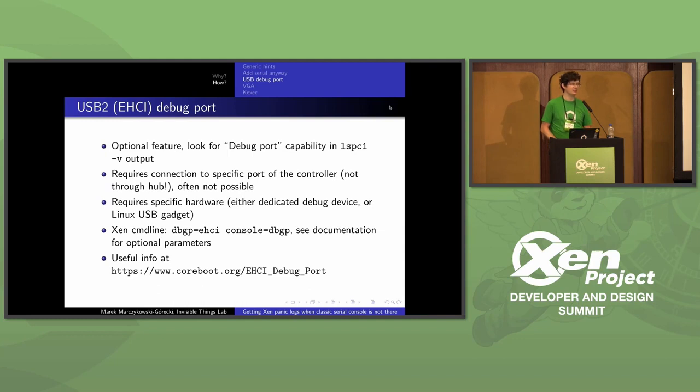The USB 2 specification has a debug port. This is a USB controller on a specific port that gives an interface specifically for debugging. From the software point of view, it's very easy to use from Xen. So Xen does support the USB 2 debug port. But from the hardware point of view, it's tricky. First of all, it requires connection directly to the USB controller, with no hub in between, to a specific port.